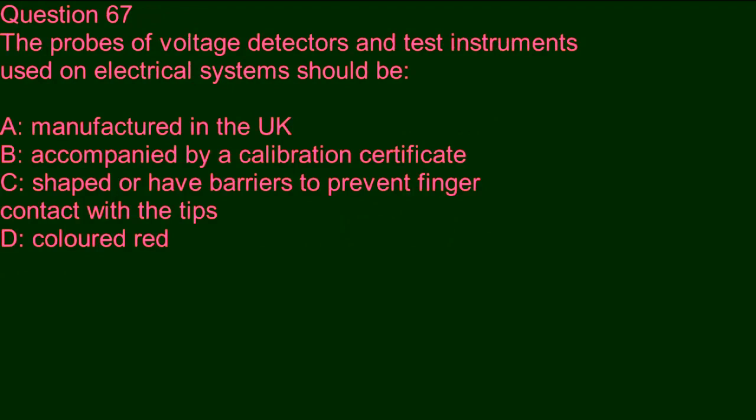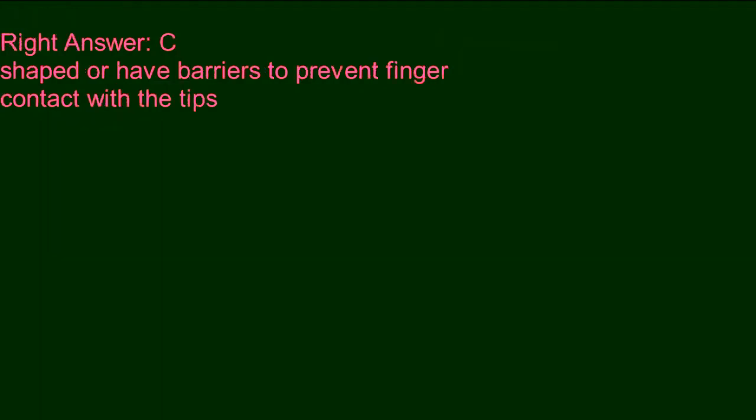Question 67. The probes of voltage detectors and test instruments used on electrical systems should be A. Manufactured in the UK. B. Accompanied by a calibration certificate. C. Shaped with barriers to prevent finger contact with the tips. D. Colored red. Right answer, C. Shaped with barriers to prevent finger contact with the tips.